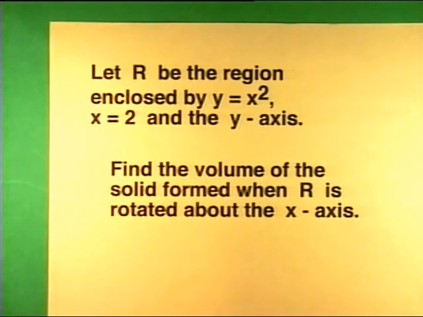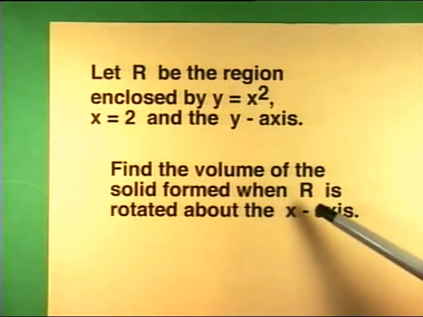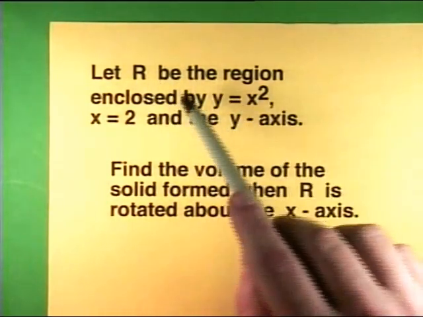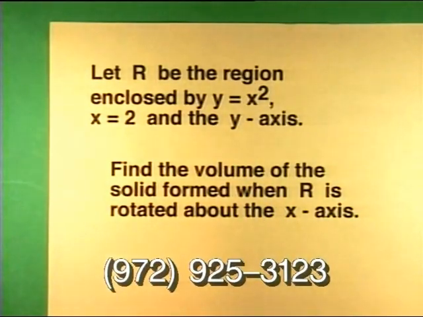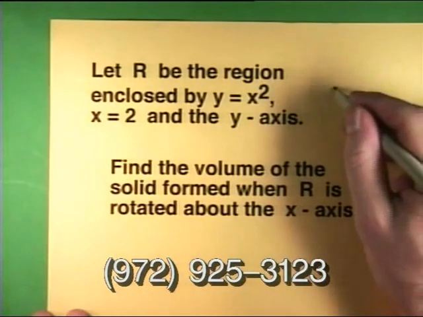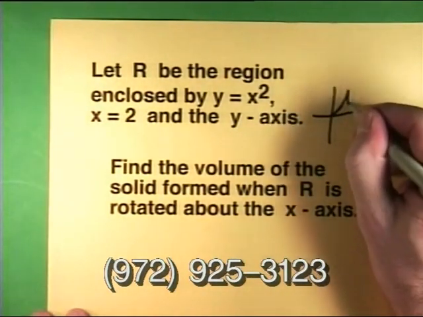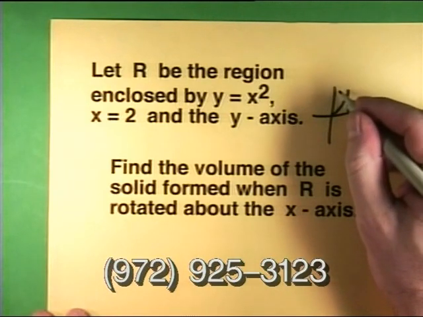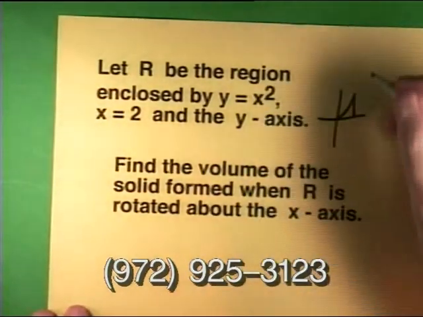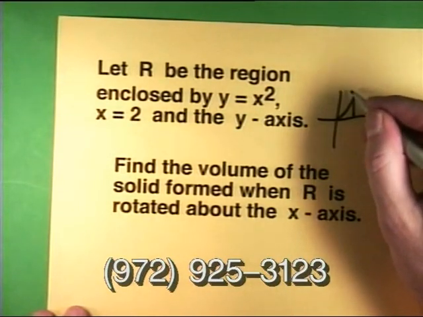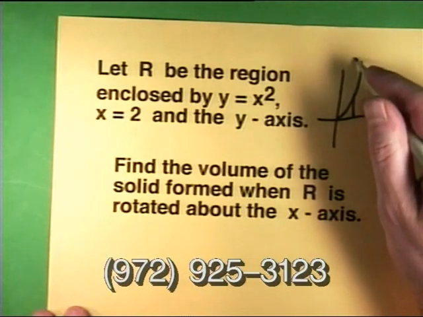Let R be the region enclosed by y equals x squared, x equals 2, and the y-axis. Before we find the volume, if it's rotated by R, find the area of R. How would you find the area of R? Draw it. Okay, x-axis, y. So we're talking about y equals x squared, x equals 2, and the y-axis. I think it's the little triangle. So not a triangle, but that little thing right there.